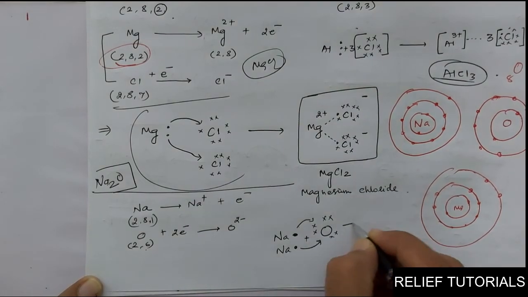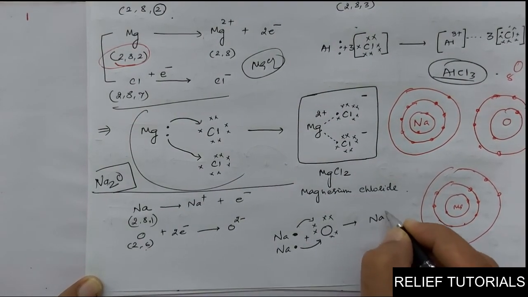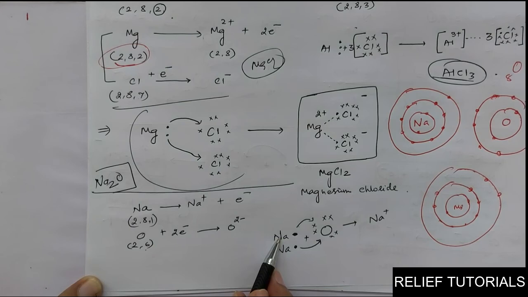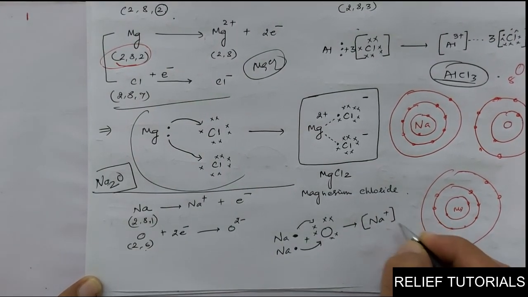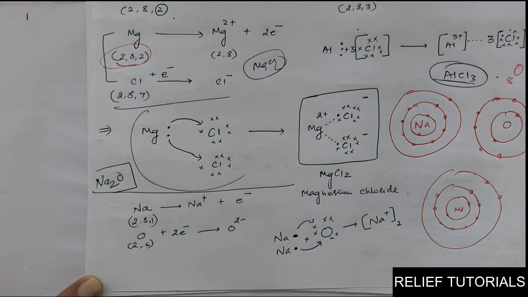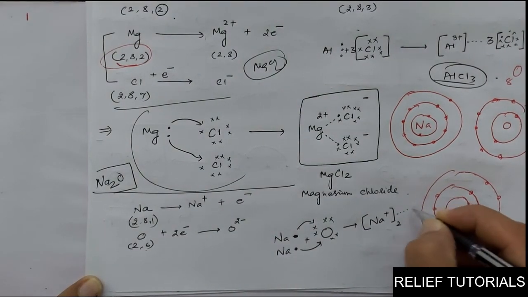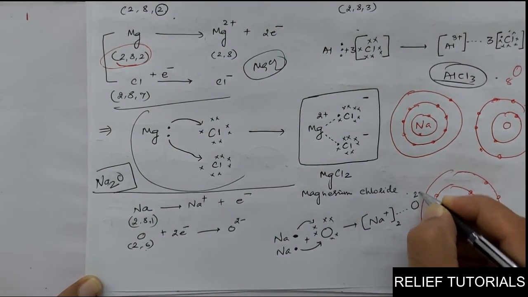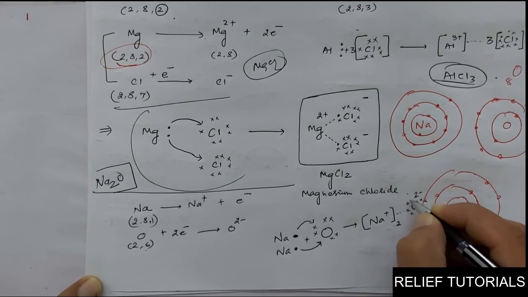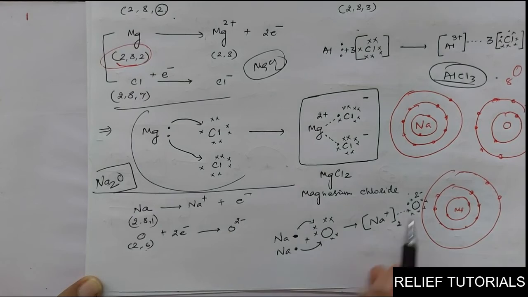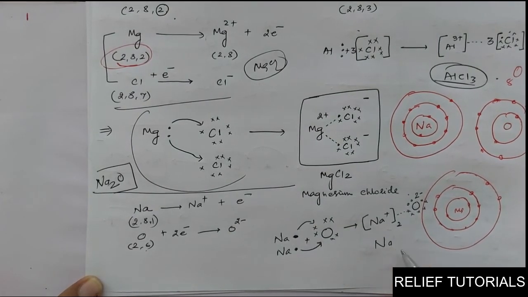And then it forms what? Each sodium becomes Na plus, and how many Na are there? 2, so I can write 2 here. And oxygen has a 2 minus charge. By gaining 2 electrons, it has 8 electrons and forms O2 minus. So finally it forms Na2O, sodium oxide.